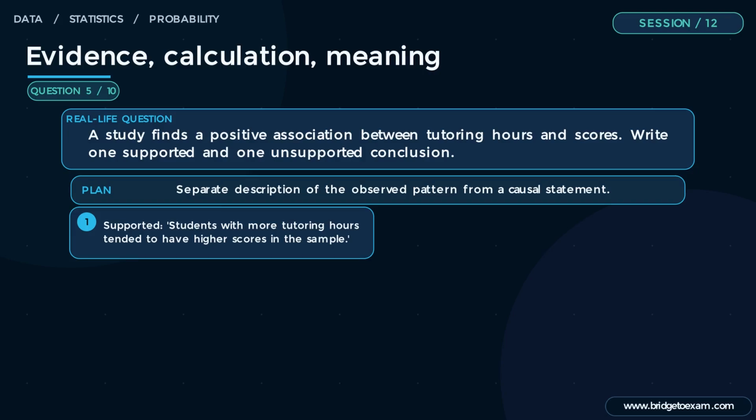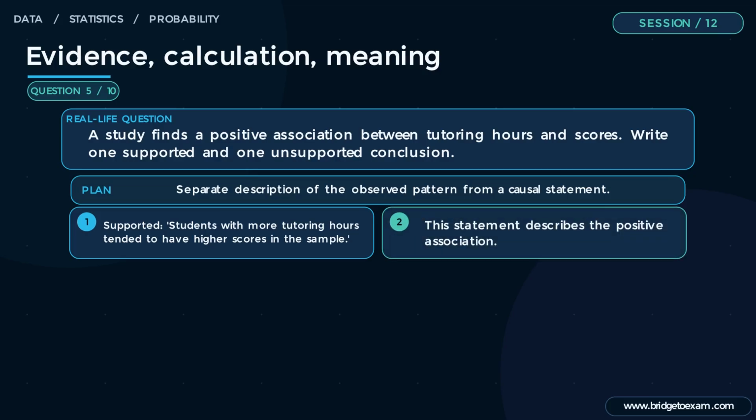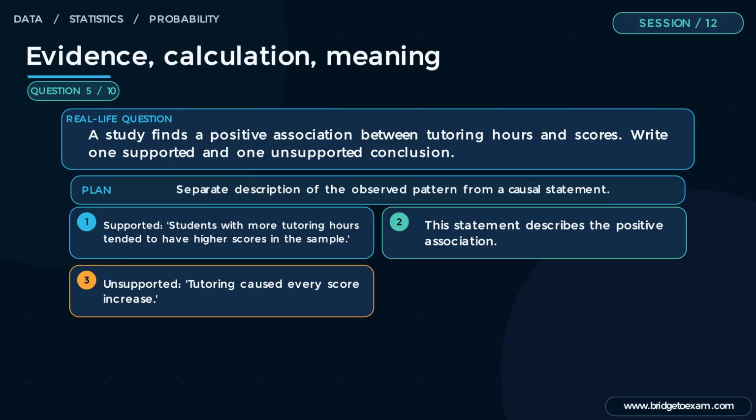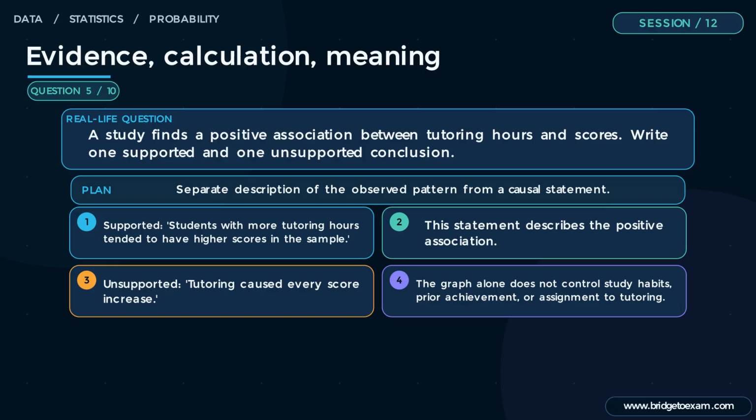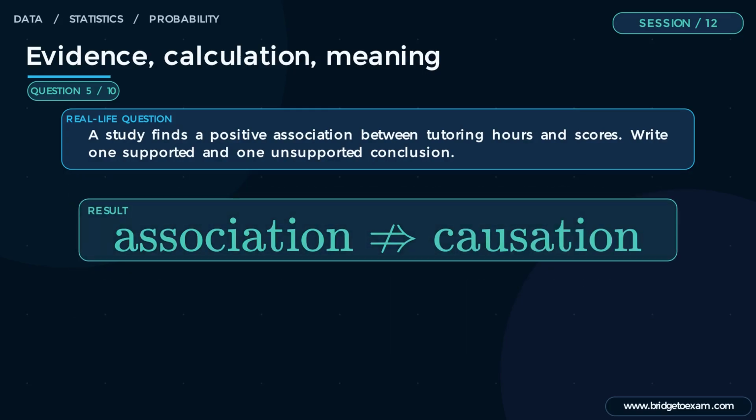Step 2. This statement describes the positive association. Step 3. Unsorted. Tutoring caused every score increase. Step 4. The graph alone does not control study habits, prior achievement, or assignment to tutoring. Quick check. Supported language matches the evidence type and avoids absolute words. This matters in real life because education programs need stronger designs before attributing improvement to one intervention.